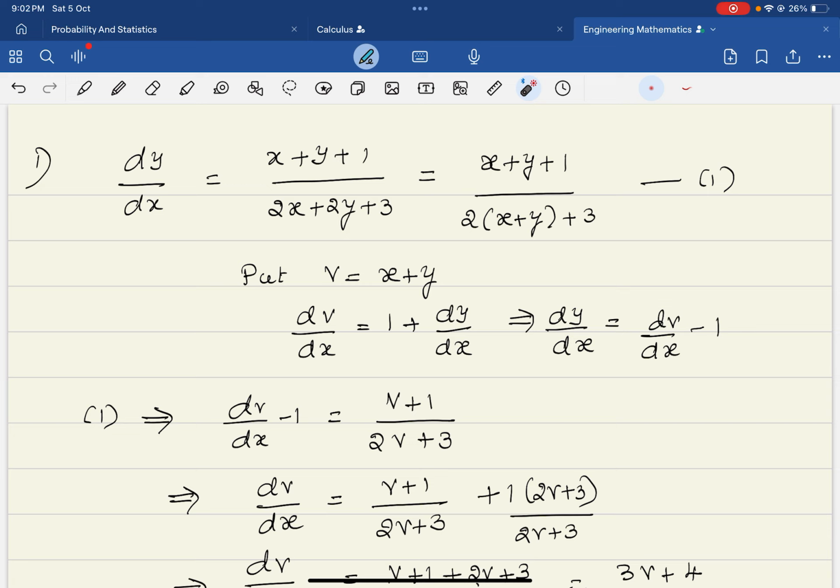So when you differentiate this with respect to x, the x derivative is 1 plus the y derivative, dy by dx. Now, because we need only dy by dx in the equation, we will subtract 1, so dv by dx minus 1.